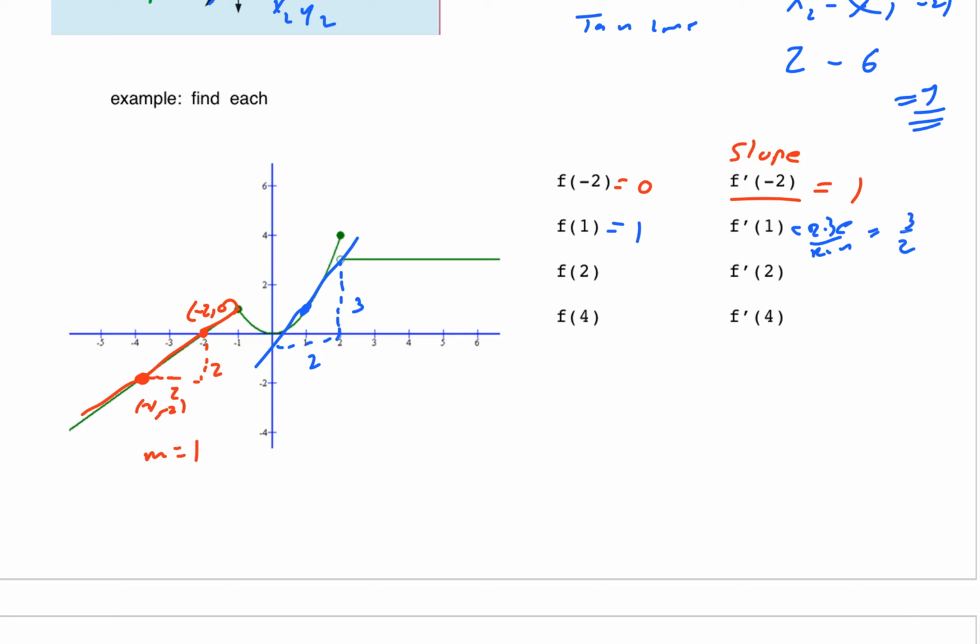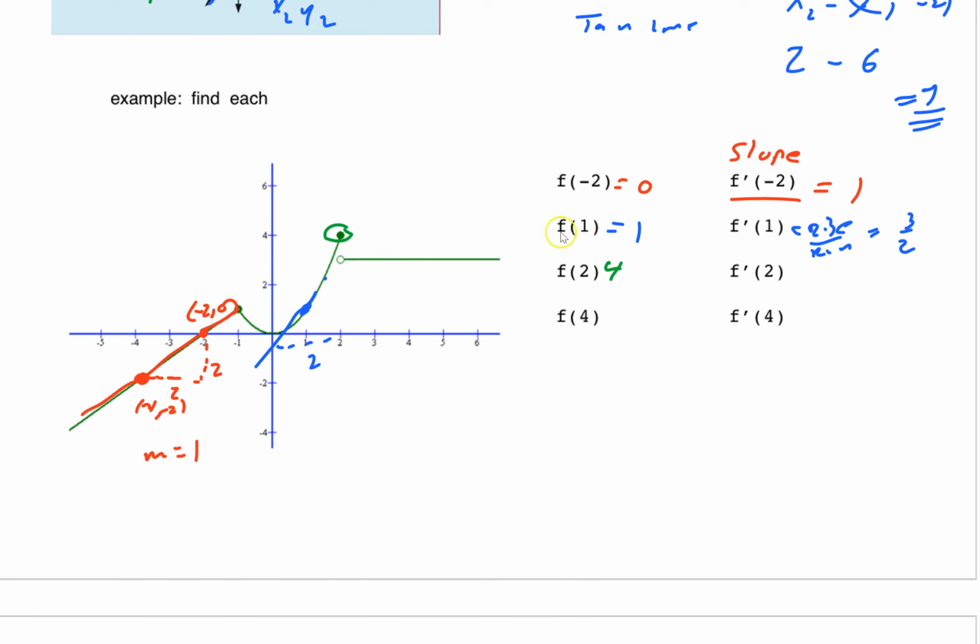Let me erase this so we could see the next one. Just a little bit. I need to erase all of it. There you go. My erase game is strong, at least. So f of 2. So here's f of 2. Remember, when it's like that, you want the closed circle. So f of 2 right here is 4.